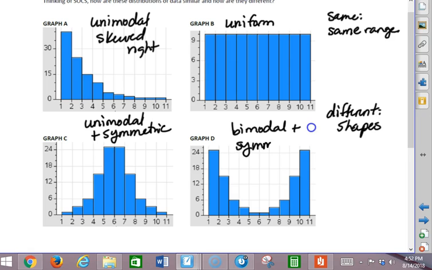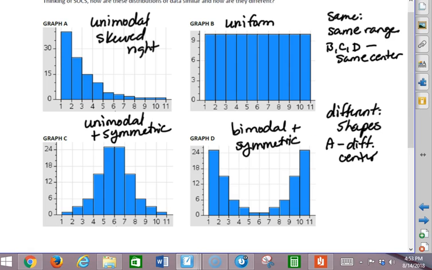As a matter of fact, the uniform graph is also symmetric because it looks the same on either side of the center. We have some centers that are the same and some centers different. Graphs B, C, and D have the same center. Okay. A has a different center. So you can see the centers here. Since these are uniform, it's right down the middle.